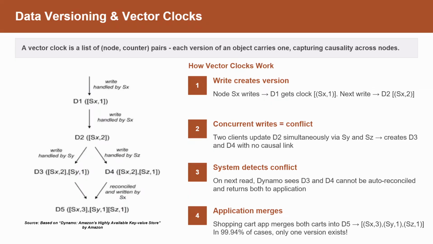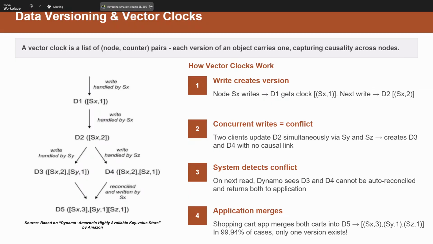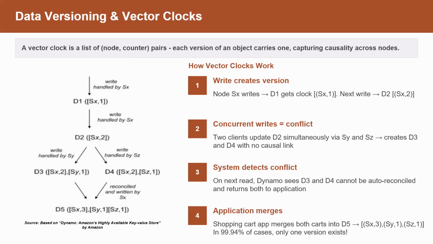In step 2, two clients update D2 simultaneously through SY and SZ, creating D3 and D4 with no causal relationship. This is the conflict. In step 3, on the next read, Dynamo detects both versions and cannot auto-decide, so it returns both to the application. In step 4, the shopping cart app merges both into D5, and nothing is lost.